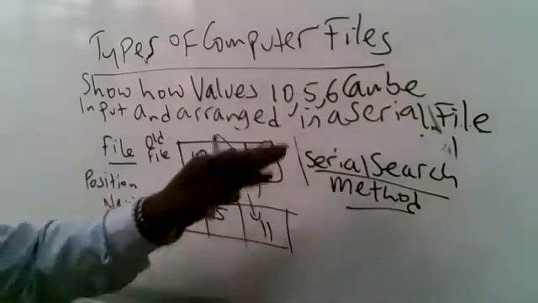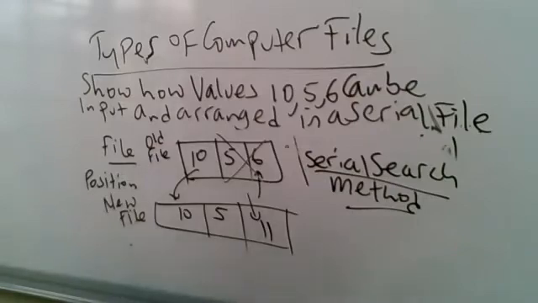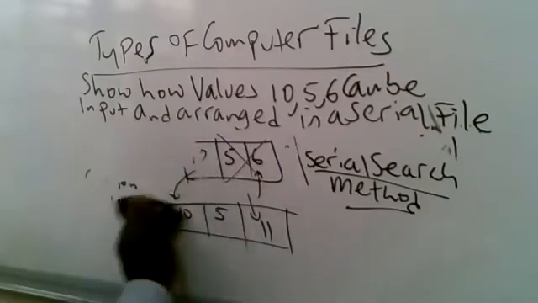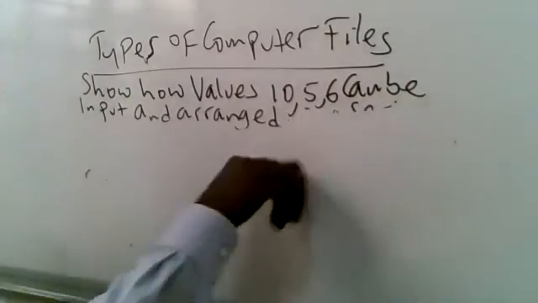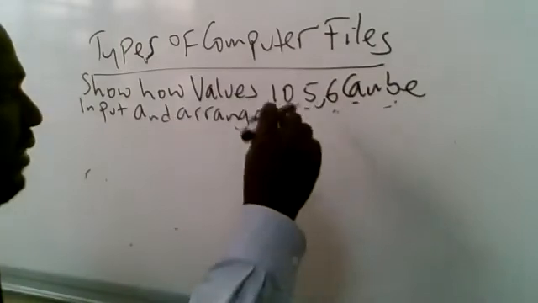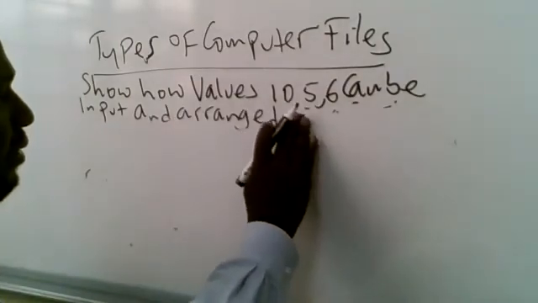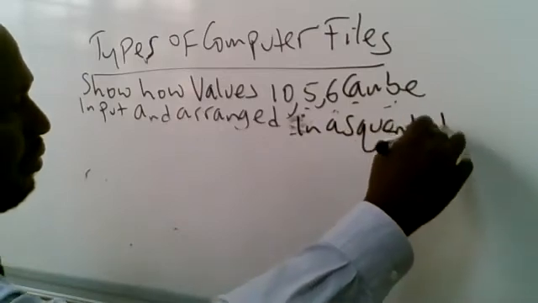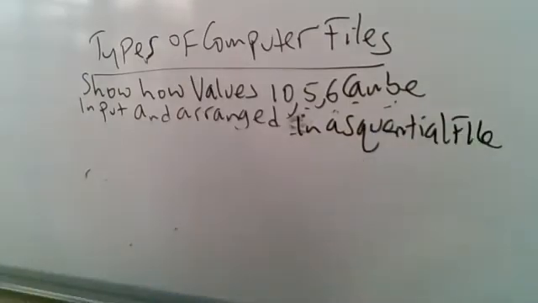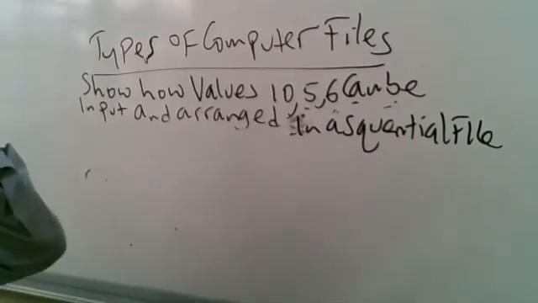Now, what if we have these same values and want to put them in a sequential file? I'll only talk about a sequential file and the random file. I will not talk about index sequential because it was removed from the syllabus. So here, let's see, what if you want to add these values in a sequential file, the same values, 10, 5, and 6, but want to add them in a sequential file. How do we do that?